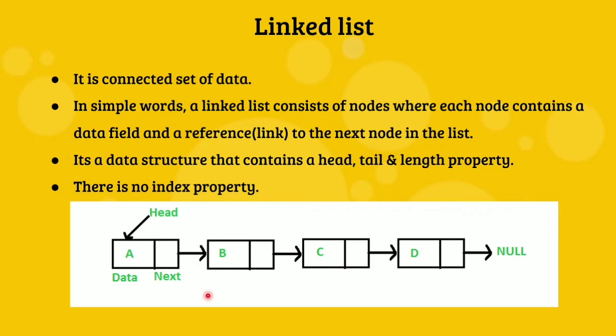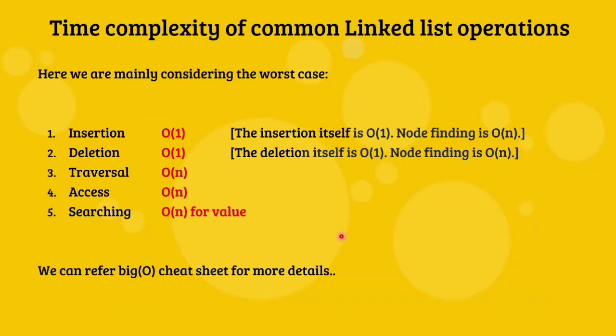Suppose here before C, I want to insert another node called X. To insert node X, I need to start from head, then I will go to B, and then I will make the next of B point to my X and the next of X point to C. In this way, insertion can be O(1). So insertion is O(1), but finding the node itself is O(n).